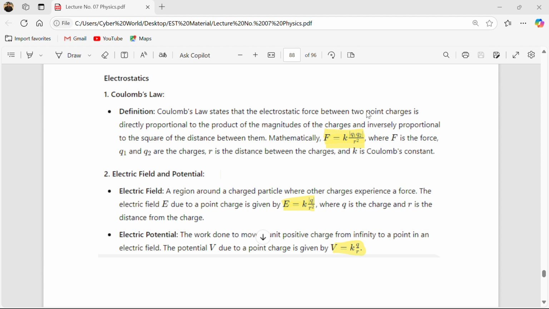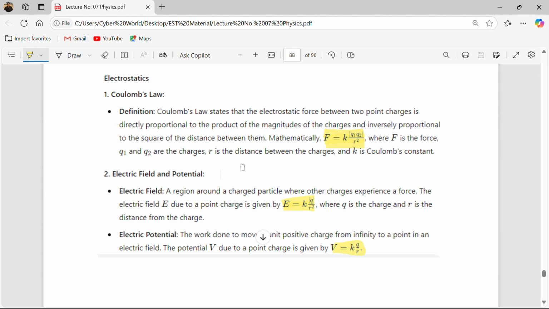We already know that Coulomb's law is basically the electrostatic force between two charges, which is directly proportional to the product of the charges and inversely proportional to the square of the distance between them. So the mathematical expression of Coulomb's law is written as: F equals K Q1 Q2 by R square. Okay.